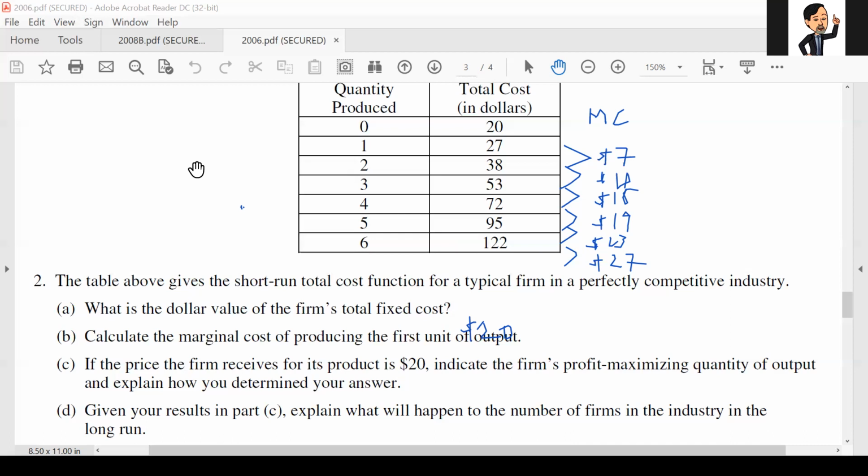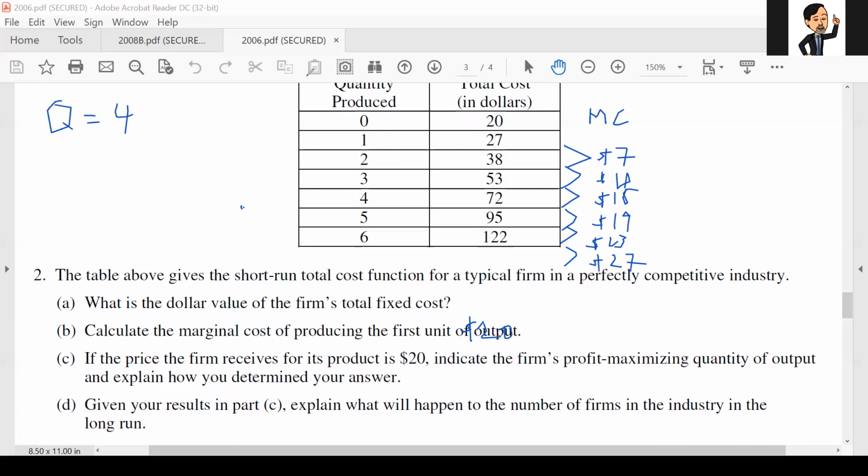Now, given your results in part C, explain what will happen to the number of firms in the industry in the long run. We need to figure out if this firm is earning profits or losses, correct? How many units are they making? 4 units. So their quantity equals 4. Price equals, well, how much can they get for each unit? $20. So what's revenue? So the revenue is $80.